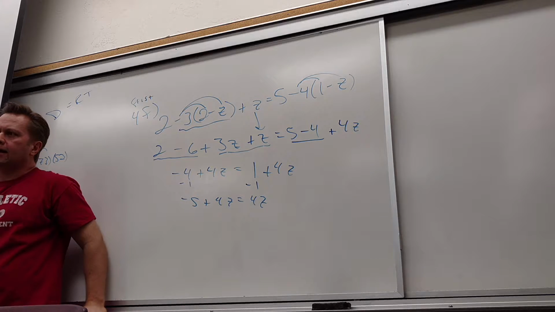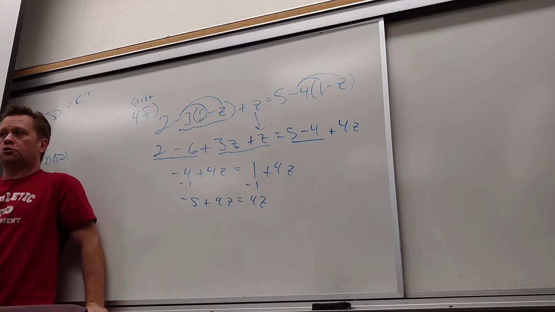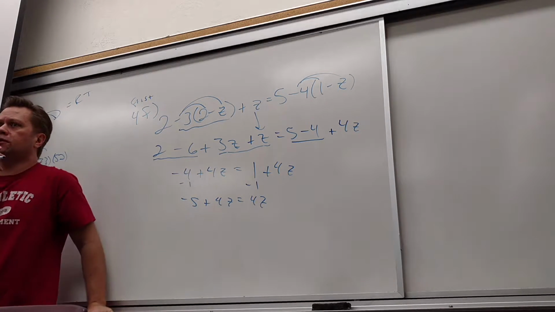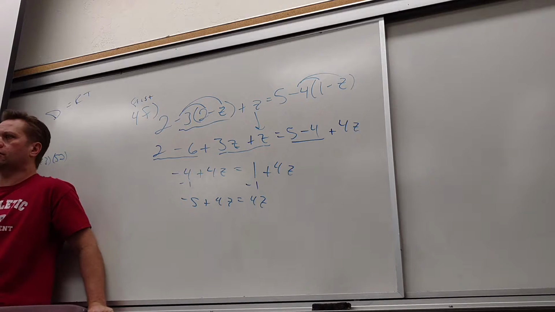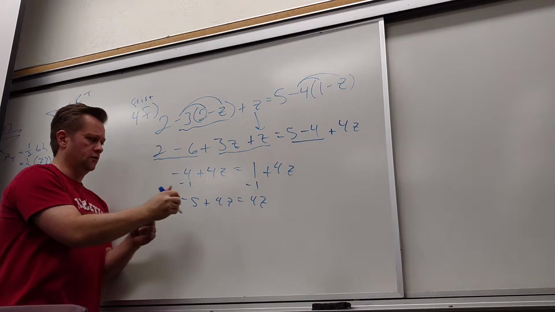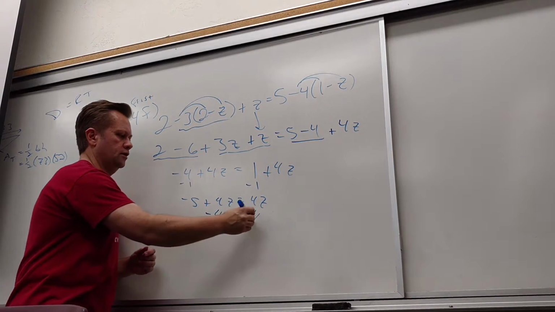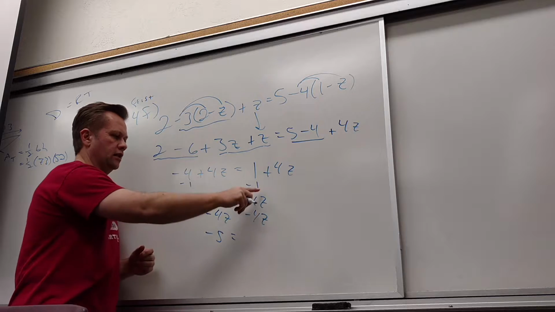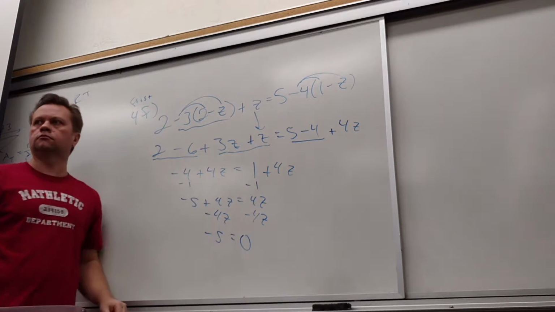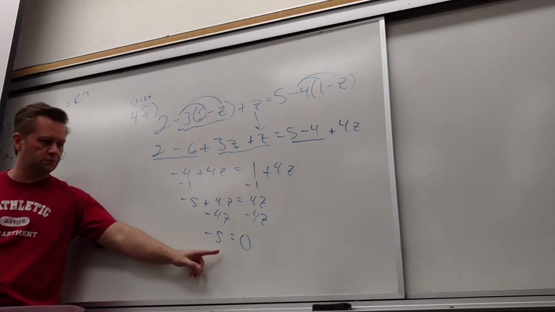You don't divide until the very end, because people try to divide too early and get all confused. You could divide right now, but then you would make fractions when you don't really need to. Why would you do that to yourself? Divide at the end almost always. How do you get the numbers by themselves? You get rid of 4z, so you subtract 4z, and you get negative 5 equals 0. Which means what? No solution. Beautiful.